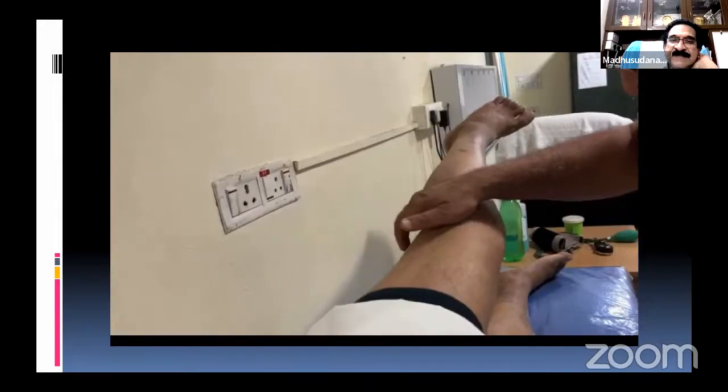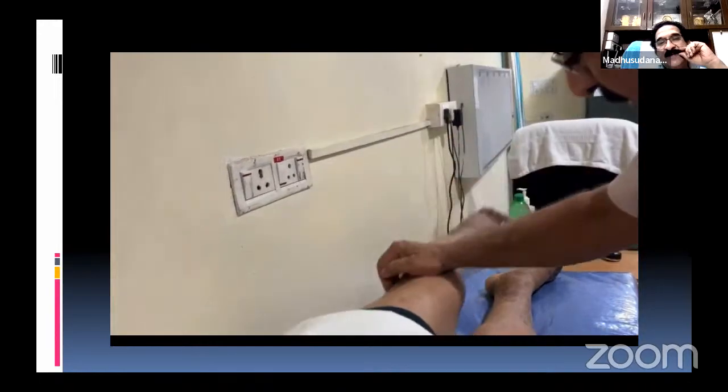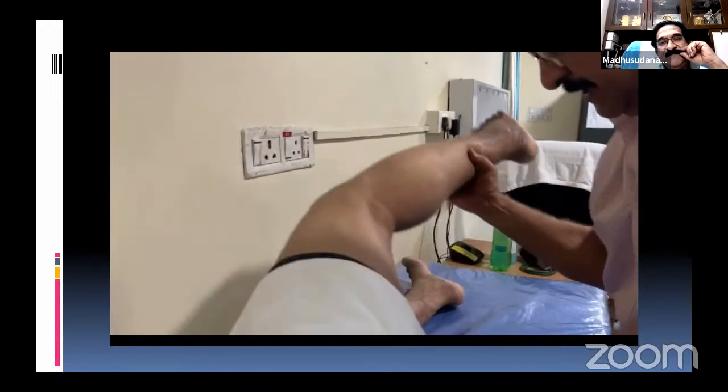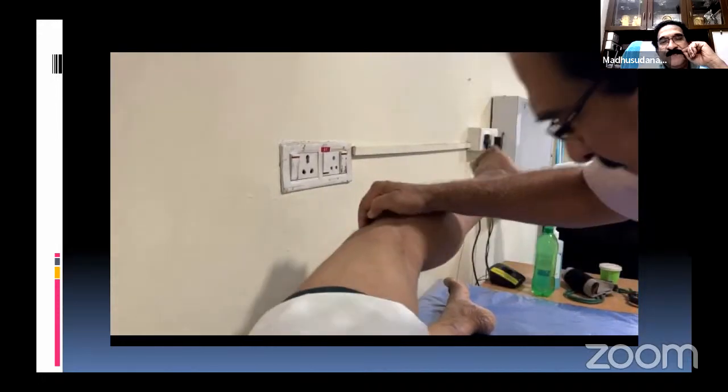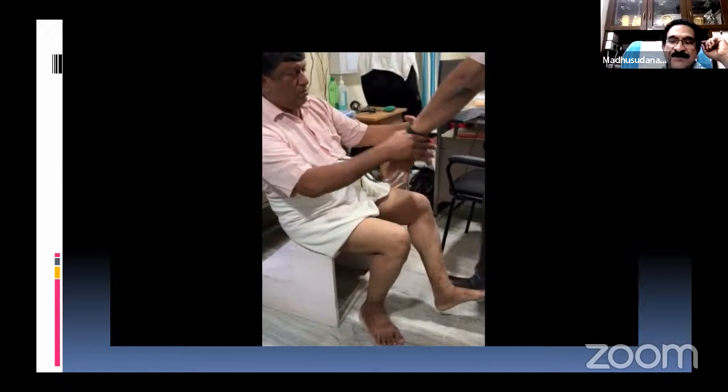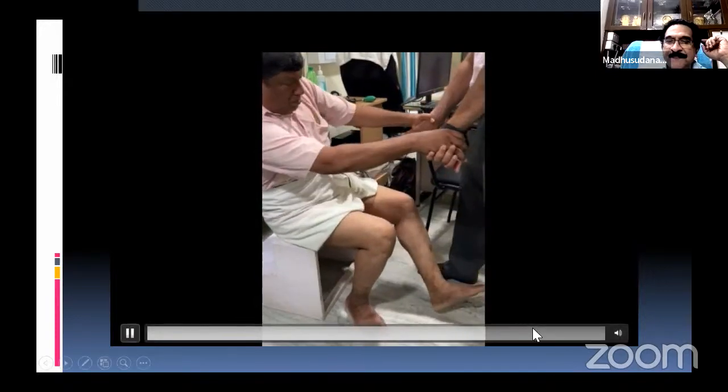Okay. Then examine the abduction. That is the normal side. Normal. That's the right side. That is weak. This I already showed you. Okay.